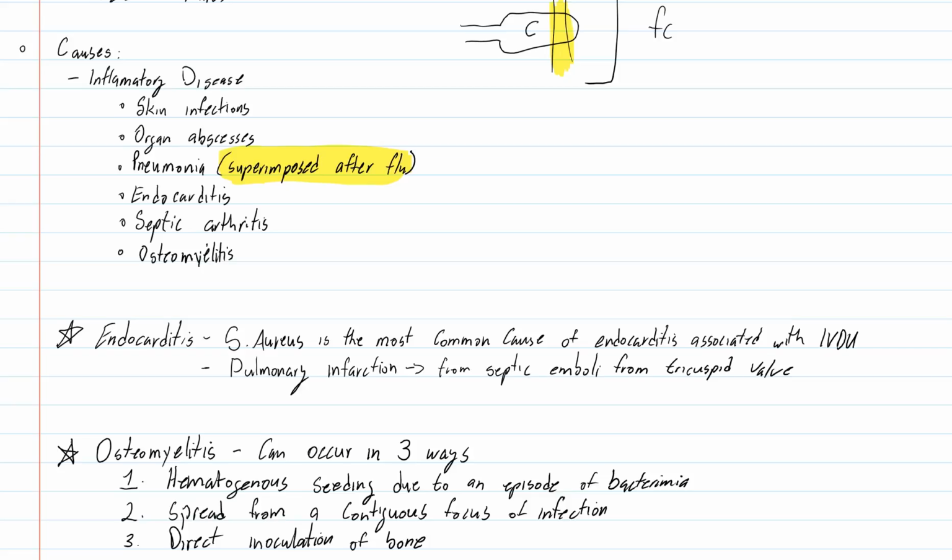It's a superimposed infection. You also need to know endocarditis. Now, endocarditis is caused by IV drug users, so they're shooting up through the veins. And it's important to know that Staph aureus is the most common cause of endocarditis associated with IV drug use, which often results in pulmonary infarction resulting from septic embolization from the tricuspid valve. This results in wedge-shaped hemorrhagic pulmonary infarction. It is hemorrhagic because the lungs have dual blood supply, which is pulmonary and bronchial arteries.